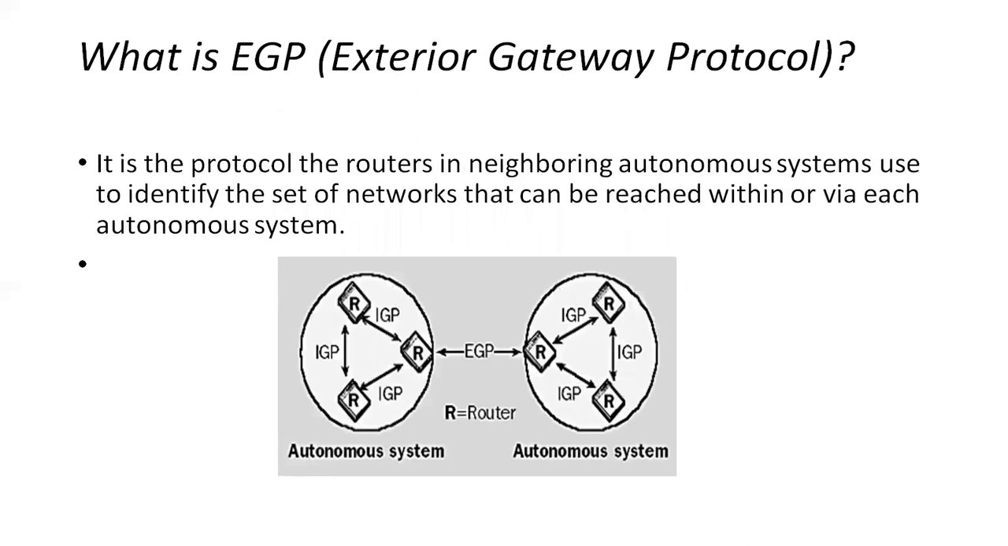What is EGP or Exterior Gateway Protocol? It is the protocol the routers in neighboring autonomous systems use to identify the set of networks that can be reached within or via each autonomous system.